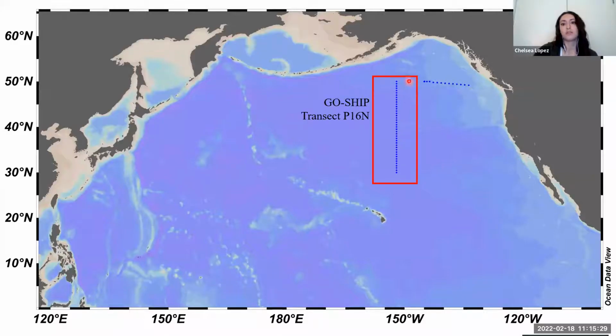So part one, again, looking at this transect here, it's called P16N from the GO SHIP program. It's a long-term hydrographic program. They collect CTD data, they collect bottle data, and this has been going on for decades. And then I want to point out that the one transect that I'm focusing on here, because it'll be important, is that this transect is from springtime.